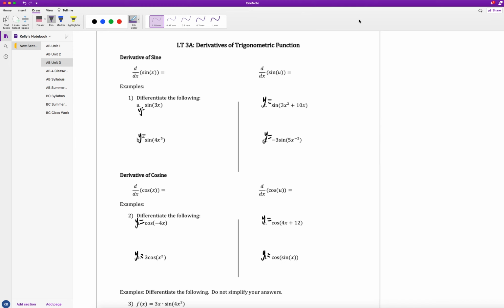Beginning of Unit 3, and in Unit 3 we're going to continue learning about different derivative rules for other functions such as trig functions, exponentials, and logs, and we'll also learn about something called implicit differentiation. But in this video we're going to focus on learning target 3a, which is about the derivatives of all the trig functions. So we'll be able to take the derivative of sine, cosine, tangent, as well as secant, cosecant, and cotangent by the end of this video.